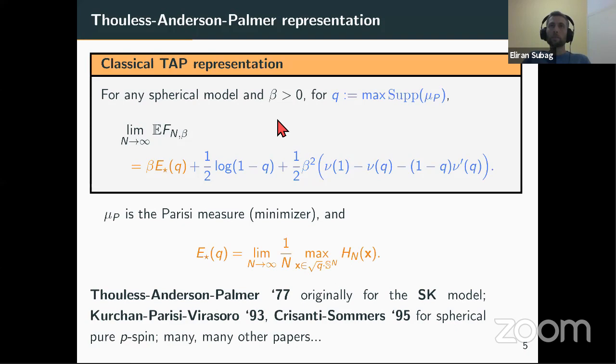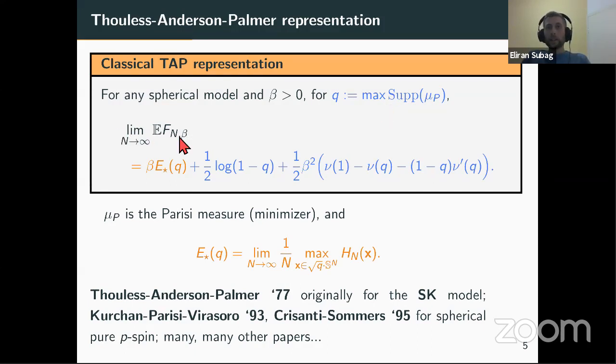Now, the main result I want to tell you about is called the TAP representation, and I'll start with the classical TAP representation. This is after Thouless-Anderson and Palmer. What it says is that for any spherical model and any temperature, if you take Q to be the maximal point in the support of the Parisi measure, so if you remember, the Parisi formula expresses the free energy as a minimum over a space of measures. There's a unique minimizer, which is called the Parisi measure. You take the support of this measure and take the rightmost point, that is Q.